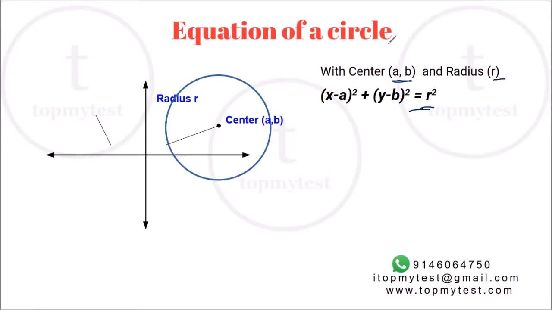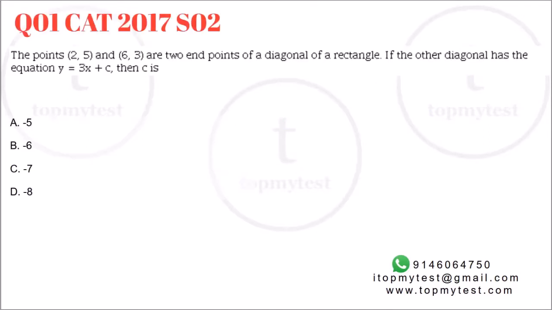Okay, so let's use these relations and try to solve a few questions from the past CAT and XAT papers. The first question is from CAT 2017, slot 2. It says the points (2, 5) and (6, 3) are two endpoints of a diagonal. If the other diagonal has this equation, what is the value of c?